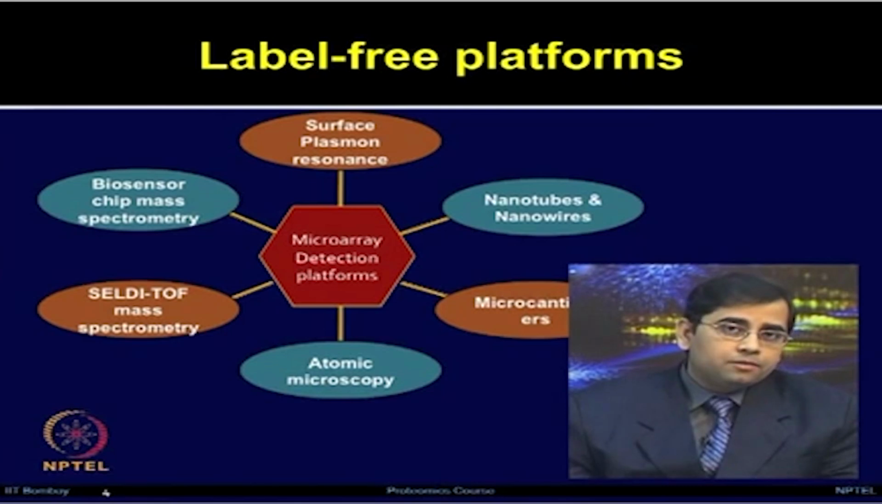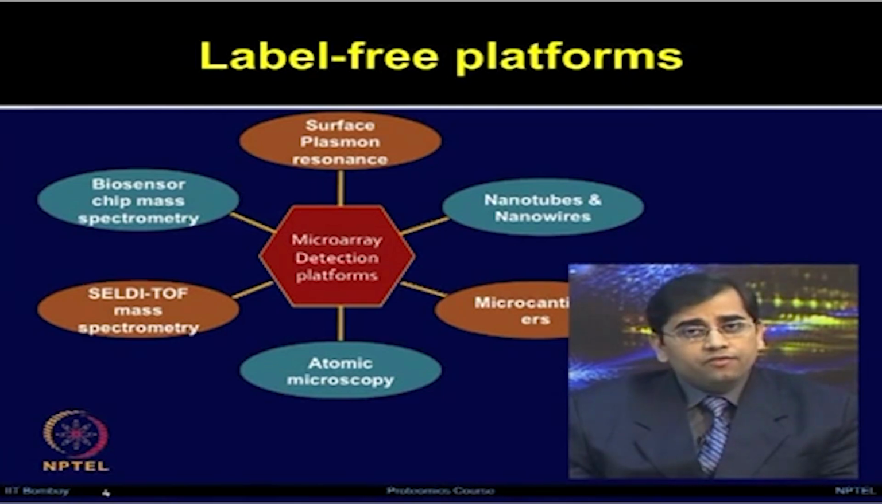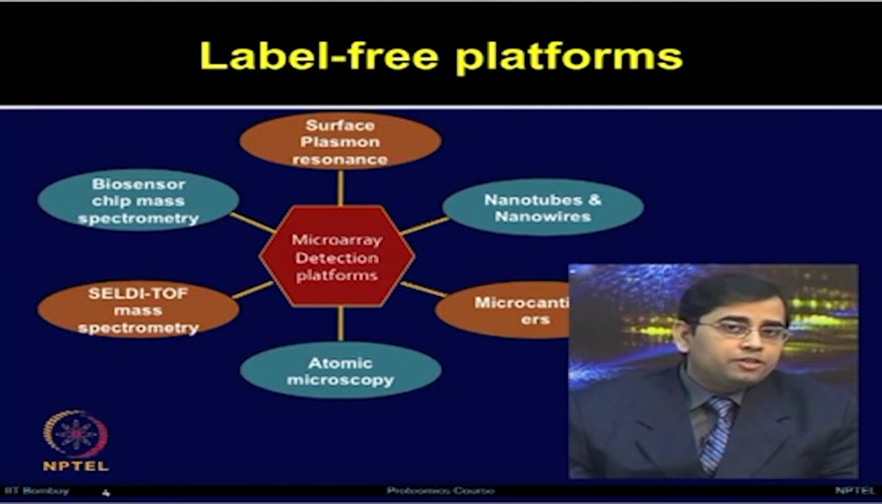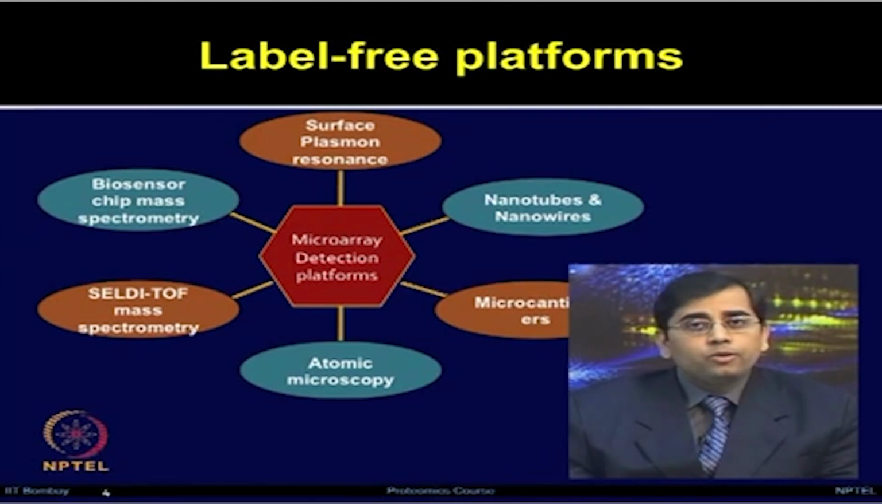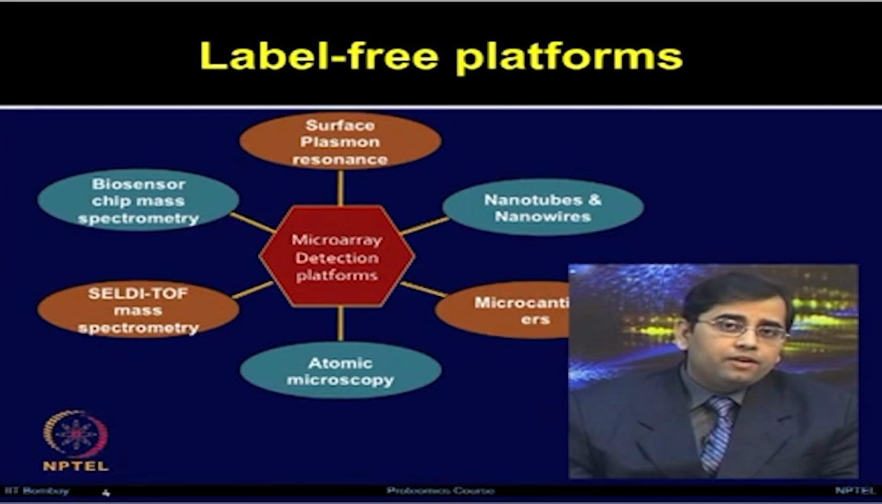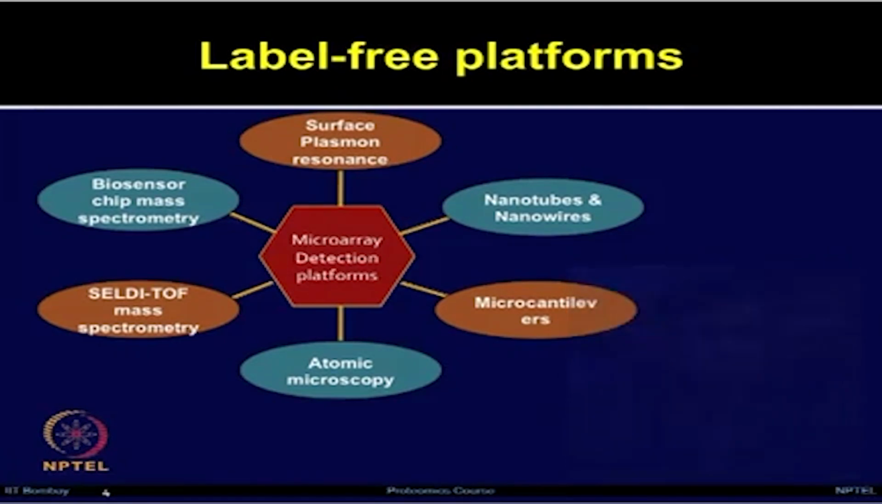Commonly used and more recently advanced label free systems include surface plasmon resonance, nanotubes and nanowires, microcantilever based systems, atomic force microscopy, time of flight mass spectrometry based systems, and biosensor chip based MS technologies. Again, we will discuss label free techniques as well as several nanotechniques in more detail in the next lectures.